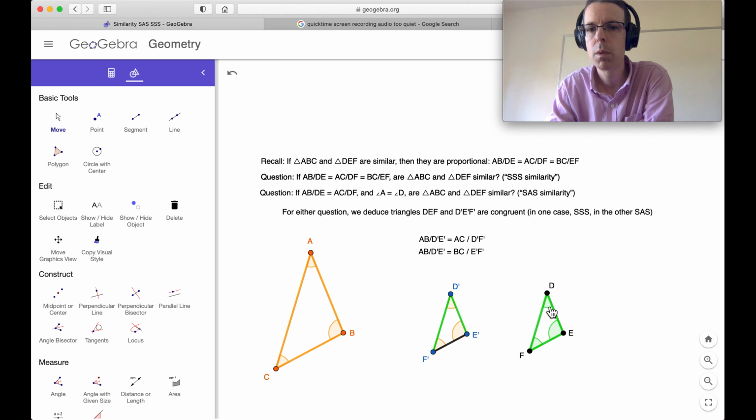This angle D prime must agree with that of D. This angle F prime must agree with that of F. This angle E prime must agree with that of E. But these were the original angles from this triangle. So in other words, angle A matches angle D, angle C matches angle F, angle B matches angle E. And this demonstrates that the angles in this orange triangle must, after all, agree with the angles in this green triangle. In other words, if the triangles satisfy either of these two conditions, then they are indeed similar.